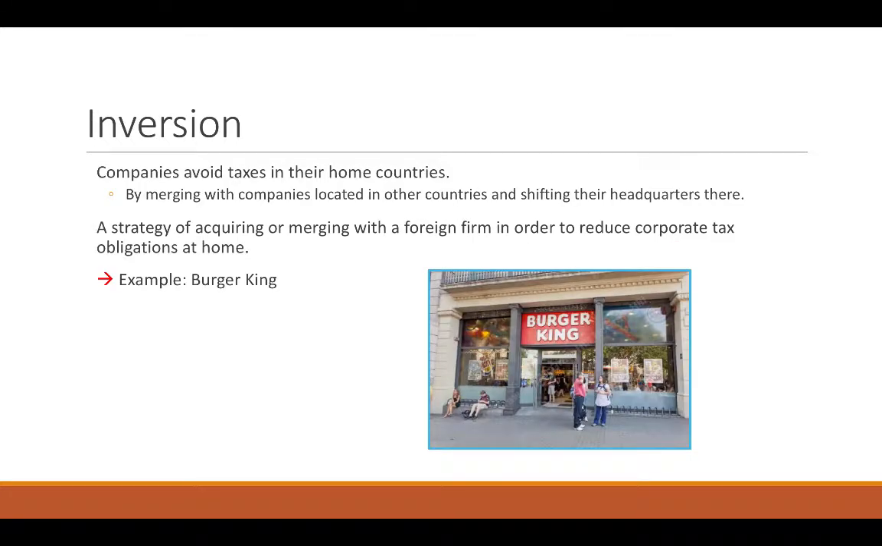Inversion, which was all over the news a couple of years ago, is the process by which business entities avoid paying taxes in their home country. In looking at the overall picture of social responsibility, one has to wonder if beating taxes is in fact a socially responsible move.